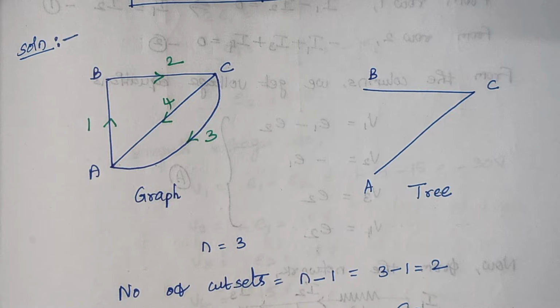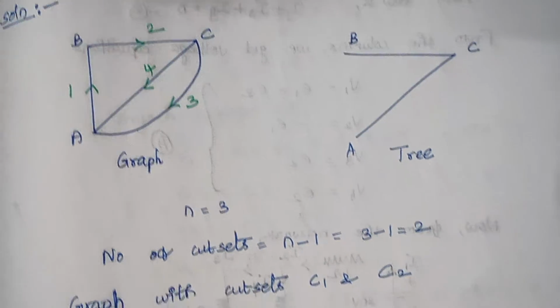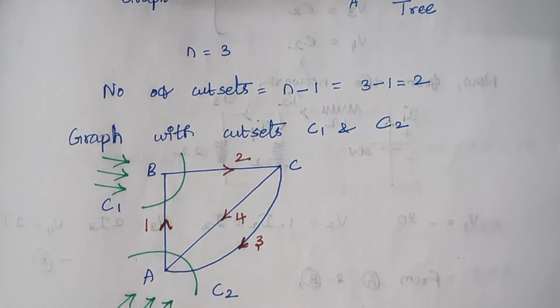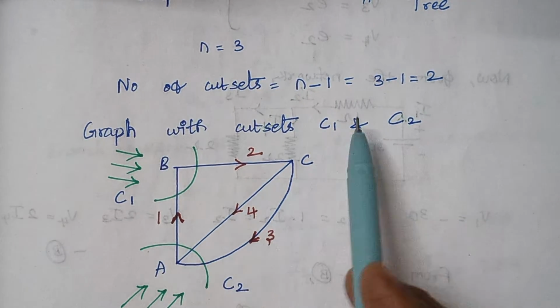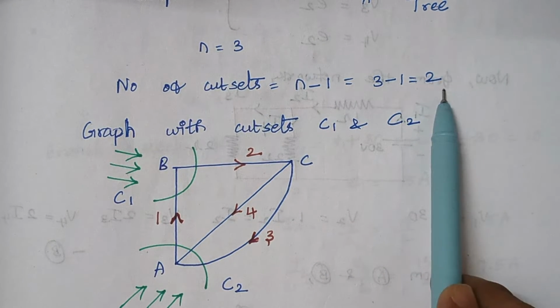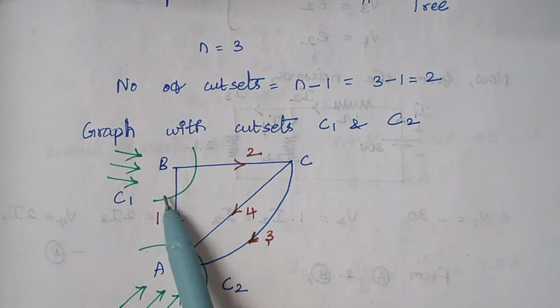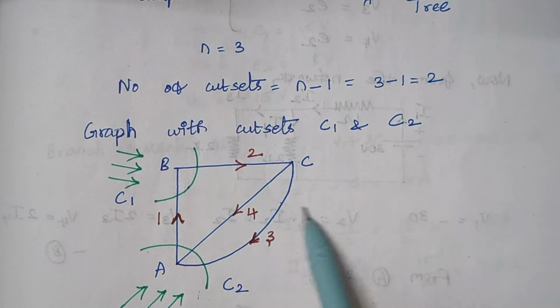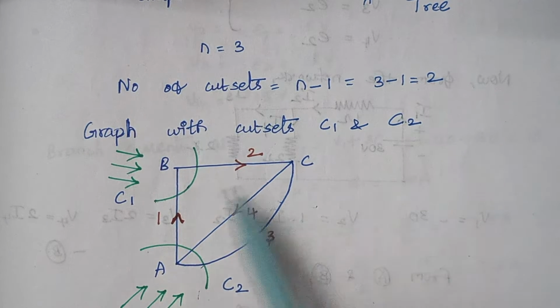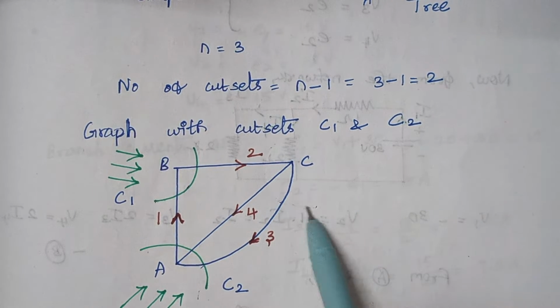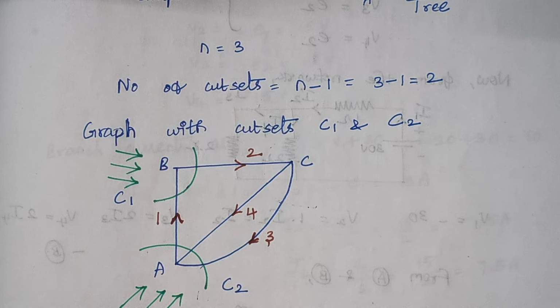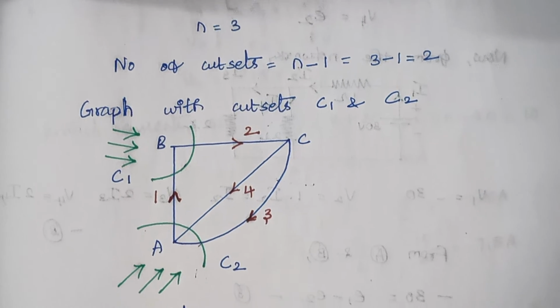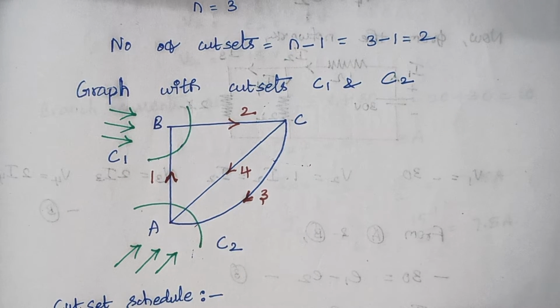Now we are going to draw the graph with cut sets. So here you see again this graph should have only 2 cut sets, right? So it's up to you. Here I have selected this part and this part. Even you can consider this and this, right? So totally we can draw 3 cut sets. You can consider any 2 for the discussion. So here we have drawn the cut sets.